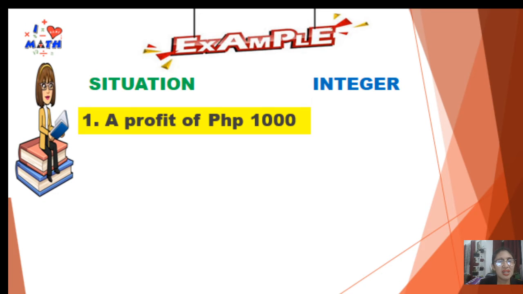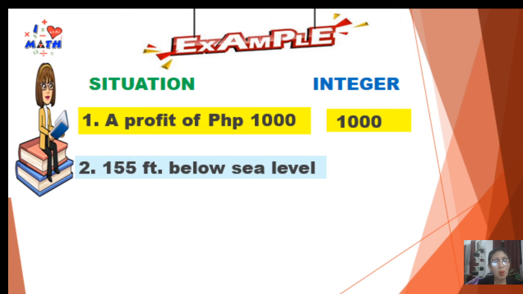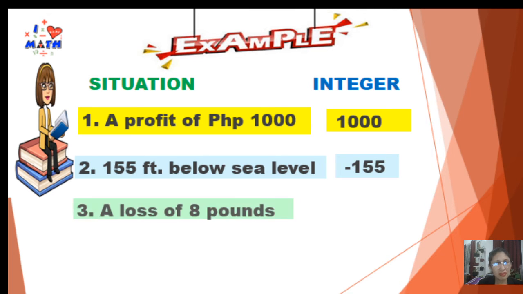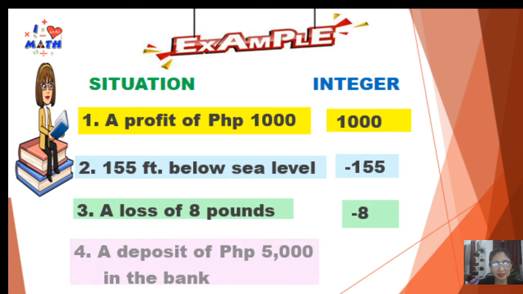A situation like this, a profit of 1,000 pesos. How are we going to write that as an integer? It's 1,000 or positive 1,000. Again, we have 155 feet below sea level. It is negative 155. A loss of 8 pounds is negative 8. A deposit of 5,000 in the bank. It is 5,000 or positive 5,000.